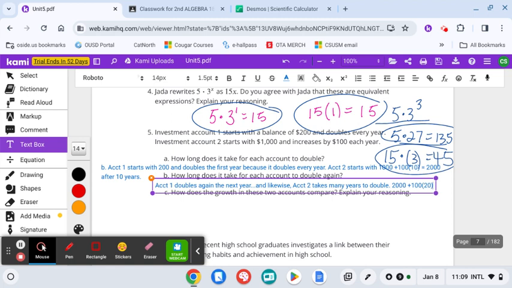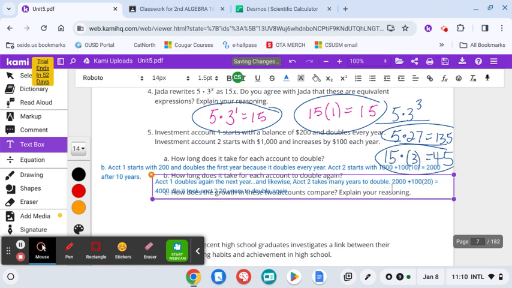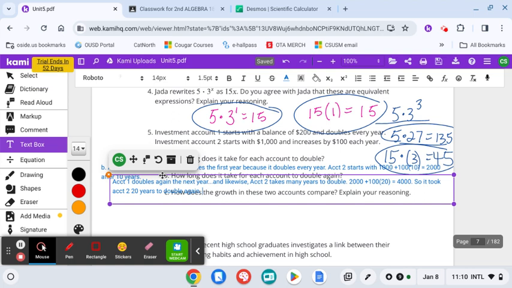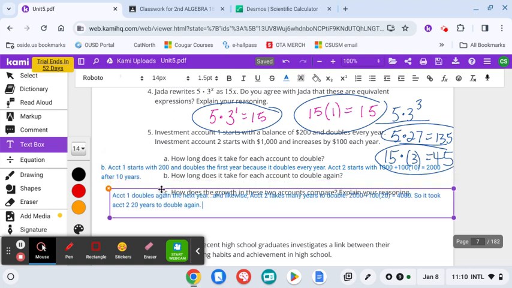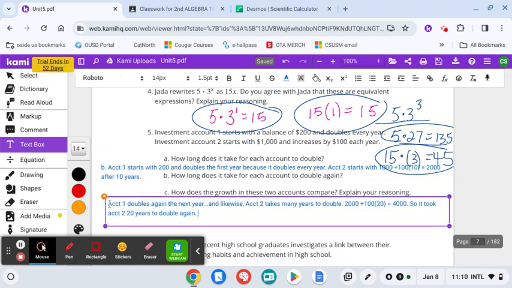20 times. So 2,000 plus 2,000 is when it would double. So it took account 2 20 years, or another 10 years from the original. I'm going to put the answer for part B down here because I keep running out of space.